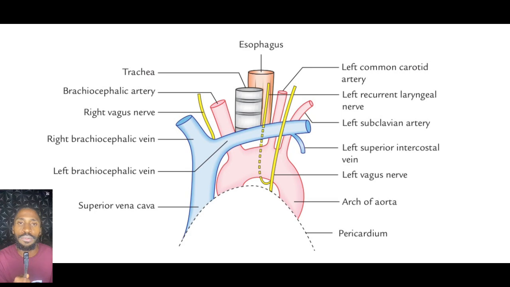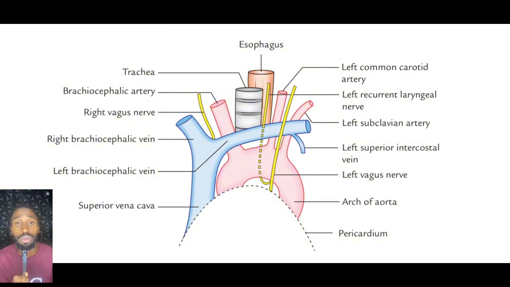For the veins, what veins can you find? You can find the right and left brachiocephalic vein, the upper half of the superior vena cava, and the left superior intercostal vein. For the nerves, we have the right and left phrenic nerve, the right and left vagus nerve, the sympathetic trunk with the cardiac plexus, and the left recurrent laryngeal nerve.